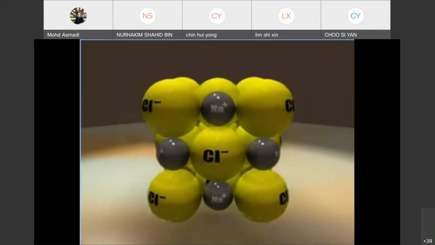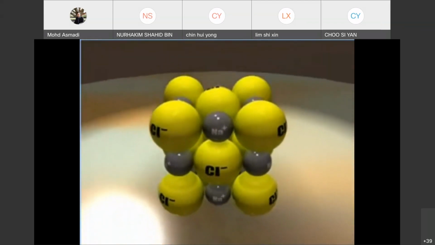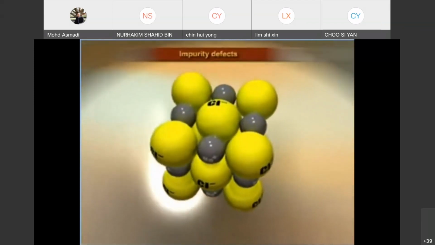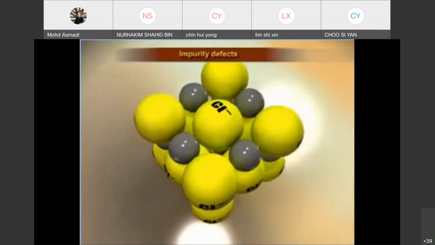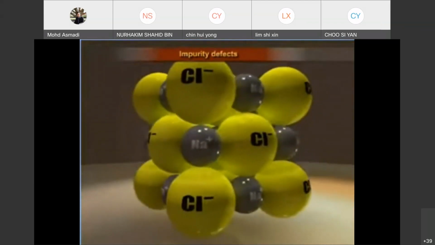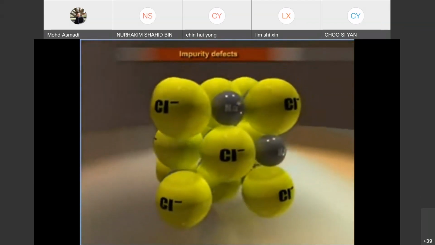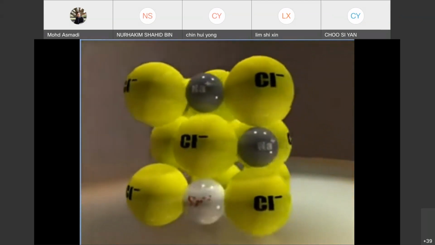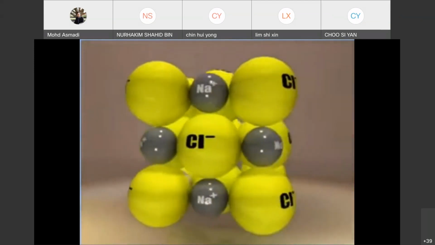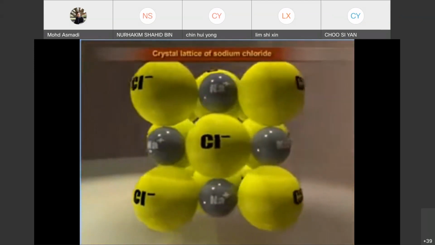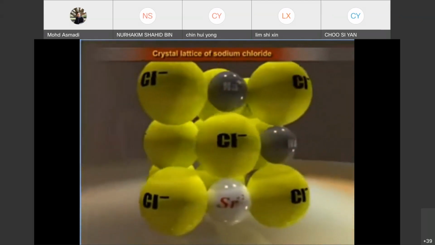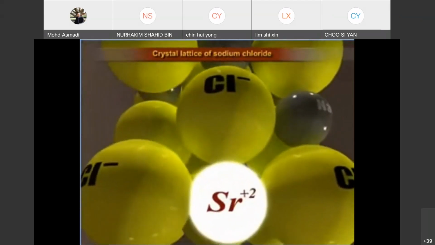Let us now learn about the last type of point defects found in crystal lattices of solids, the impurity defects. An impurity defect arises when a cation leaves its site and some foreign cation occupies the vacated site. Such defects are found to occur in the crystal lattice of sodium chloride when some lattice sites vacated by sodium ions are occupied by the strontium ions.